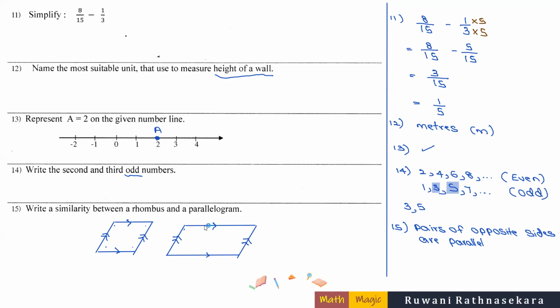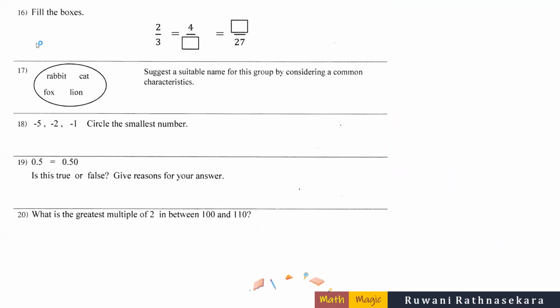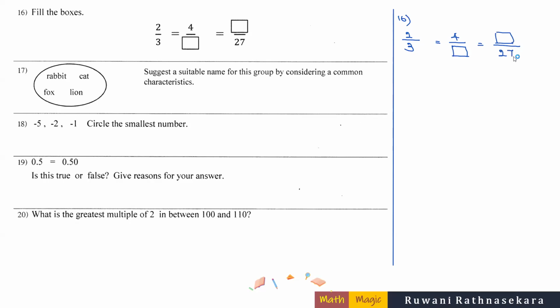Right? Okay, now we are going to see the last 5 questions of the first paper. Fill in the boxes. Try to fill it. Copy this. 2 over 3 equal to 4 over what? Equal to what over 27?